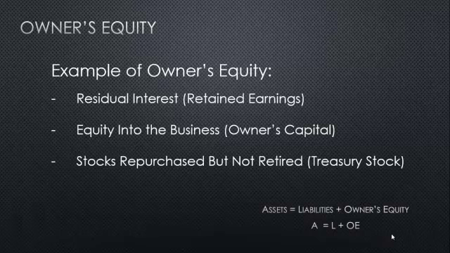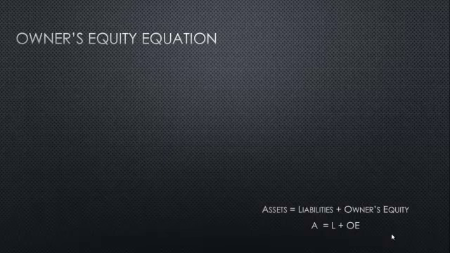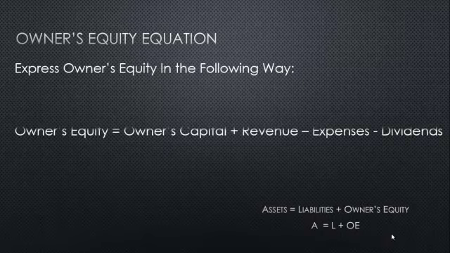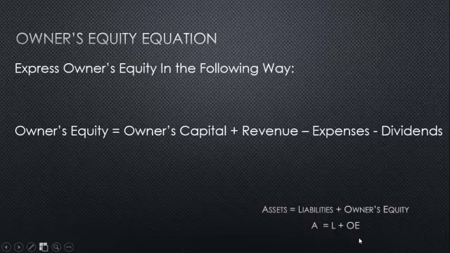Now, the owner's equity equation can also be expressed in another equation, and we express that in the following way. Owner's equity equals owner's capital plus revenues minus expenses minus dividends. So when we talk about owner's equity, down here on the right-hand side, what we're really talking about is owner's capital plus money that's come in from revenues minus expenses, because we have to pay those expenses, minus dividends. Dividends is what we return to shareholders for their interest in the business.